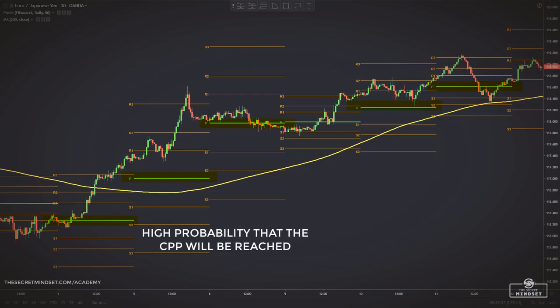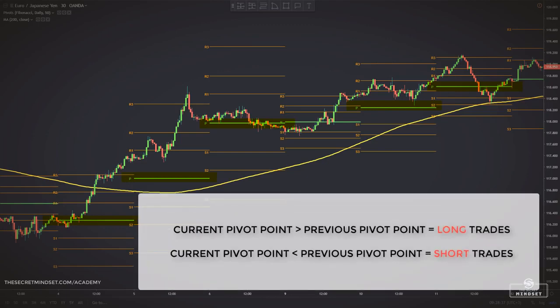That's why I prefer to compare the value of the main pivot point with the value of the previous day, and if the current pivot point is higher than the previous one, I consider taking only long entries. If the current pivot point is lower than the previous one, I consider taking only short entries.